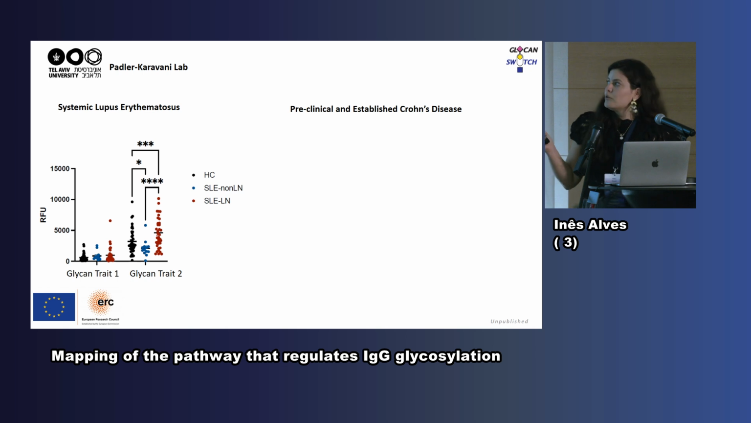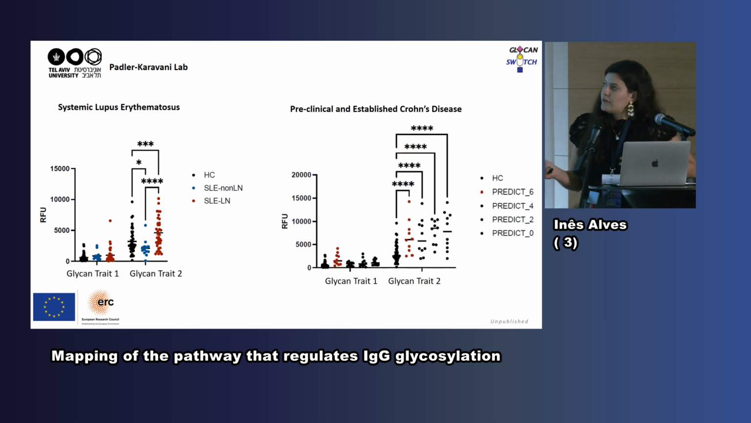So we saw that in lupus nephritis, and specifically in the patients that have actual nephritis and not other lupus, we saw an increase in this anti-glycan antibody that was statistically significant. And we also saw the same trend for the preclinical samples from Crohn's disease. And more important, we can actually see a trend to increase along the establishment of Crohn's disease.